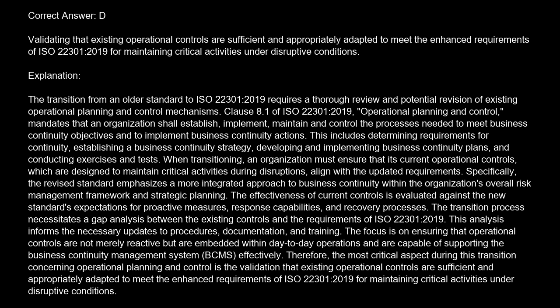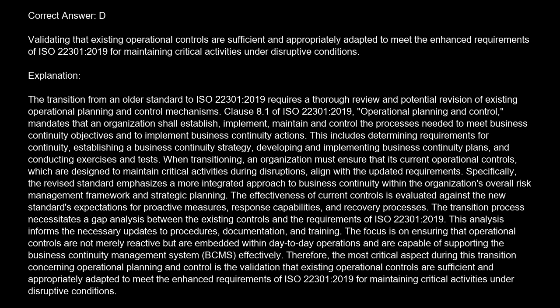Clause 8.1 of ISO 22301-2019, Operational Planning and Control, mandates that an organization shall establish, implement, maintain, and control the processes needed to meet business continuity objectives and to implement business continuity actions. This includes determining requirements for continuity, establishing a business continuity strategy, developing and implementing business continuity plans, and conducting exercises and tests. When transitioning, an organization must ensure that its current operational controls, which are designed to maintain critical activities during disruptions, align with the updated requirements.